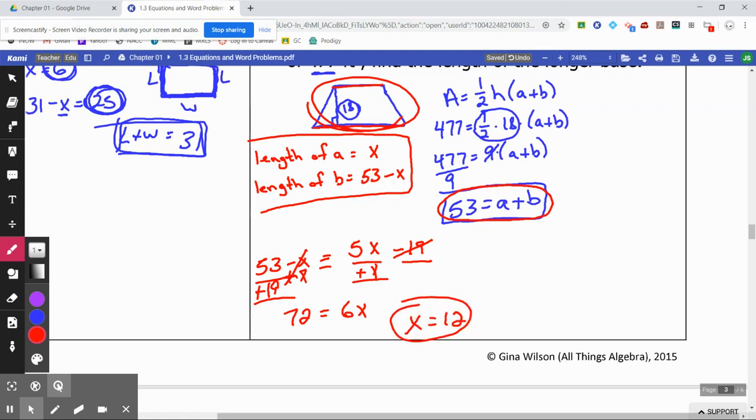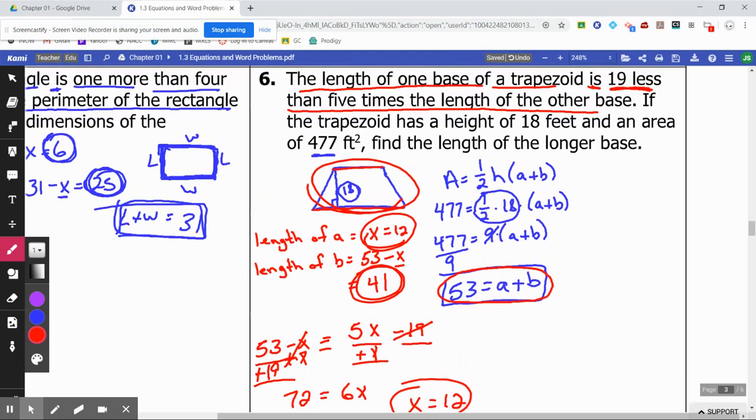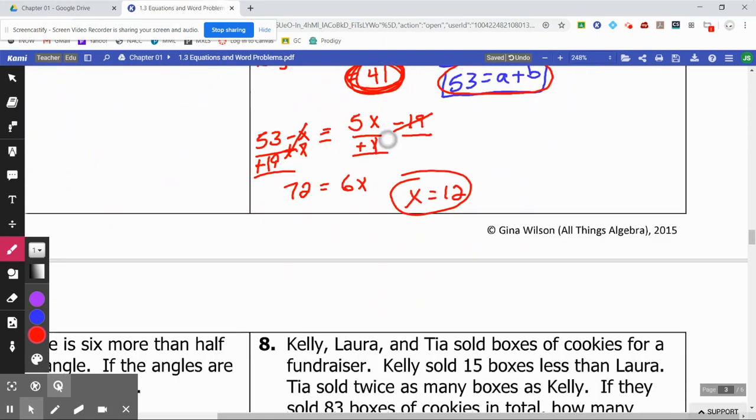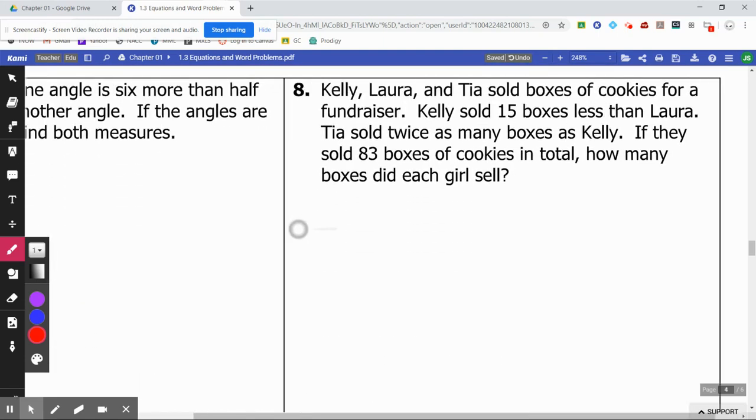Now go back and look and see what x stood for. X was the length of this base, so it's 12. The other base was 53 minus x, which is 53 minus 12, which is 41. So there's your two bases, it's 41 and 12. Find the length of the longer base, so that would be 41 there. Okay, number 7. Halfway done.